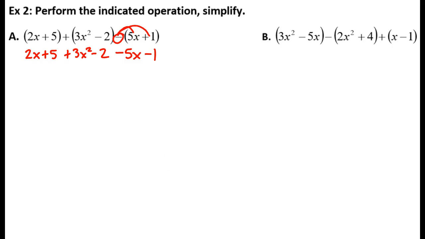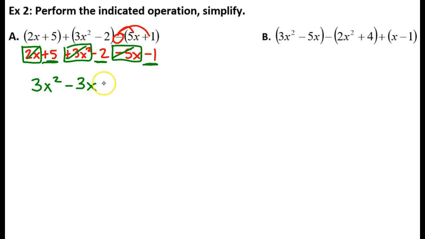So now if I go to combine like terms, my largest exponent is x squared, so leading term would be 3x squared. Then I have 2x and negative 5x. 2 minus 5 is negative 3, and that gets the x. And then I have positive 5 minus 2. 5 minus 2 is 3. 3 minus 1 is 2. So my final answer here is 3x squared minus 3x minus 2.